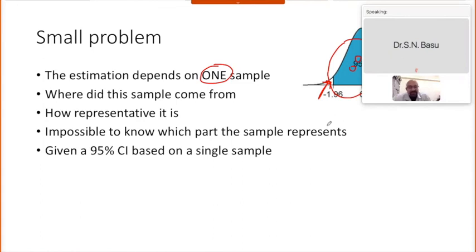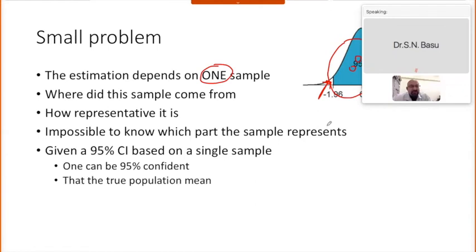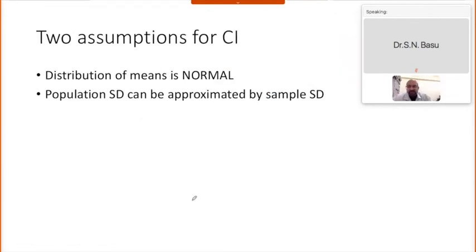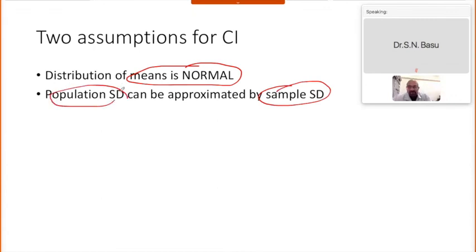Given a 95% confidence interval based on a single sample, you can be only 95% confident that the true population mean lies somewhere within the range that you have specified. But please do remember that 5% of such intervals that have been computed will not contain the true population mean. This is all that we have about confidence intervals, and we make two assumptions while calculating them. First, that the distribution of means is normal, which we saw is always the case if we have more than 30 samples. Second, that the population standard deviation can be approximated by the sample standard deviation. So our assumption is that it's okay to estimate the standard error just from the standard deviation of one sample.